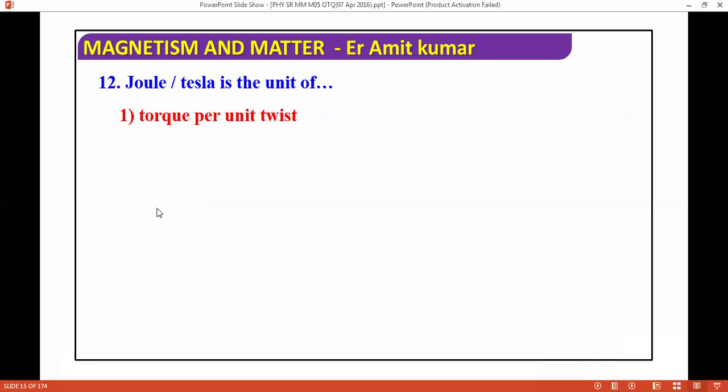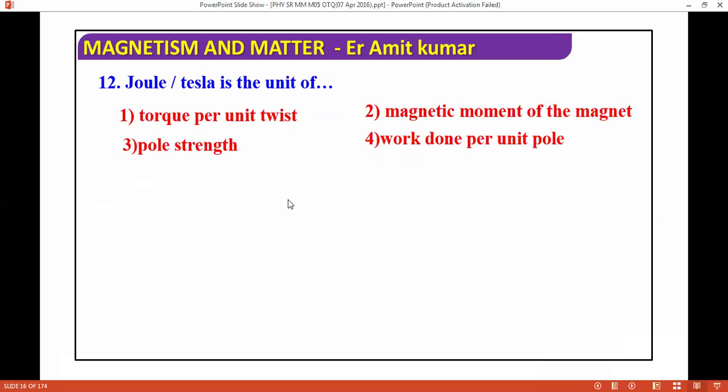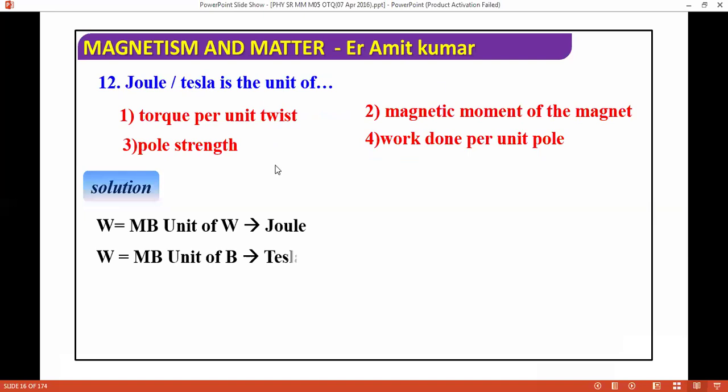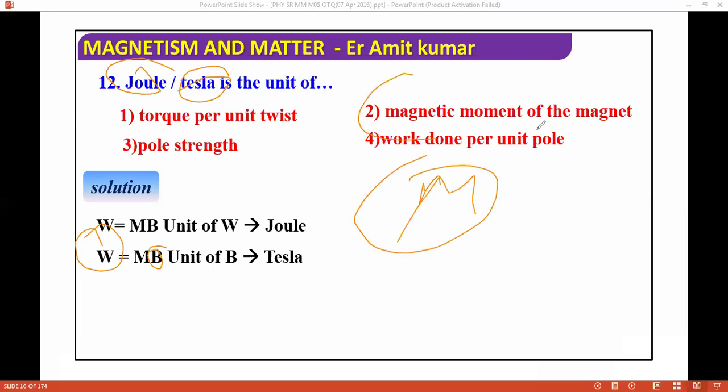Joule per Tesla is the unit of: torque per unit twist, magnetic moment of the magnet, pole strength, or work done per unit pole. All of you know that U is M dot B, so the unit of U is Joule and the unit of B is Tesla. If you divide Joule by Tesla, it becomes the magnetic moment of the magnet.